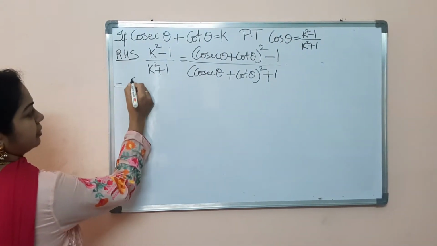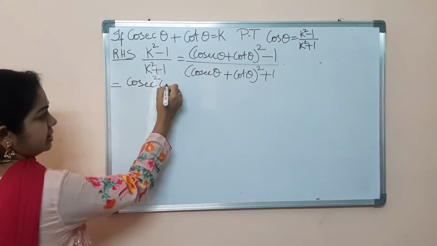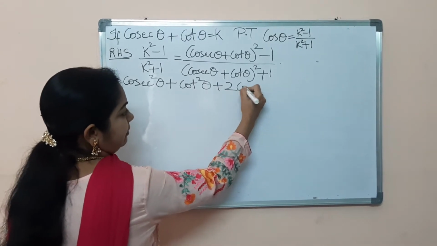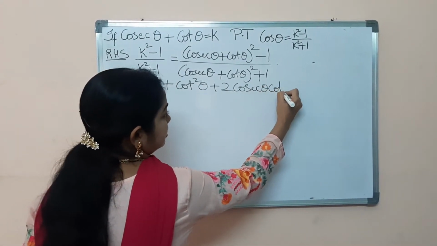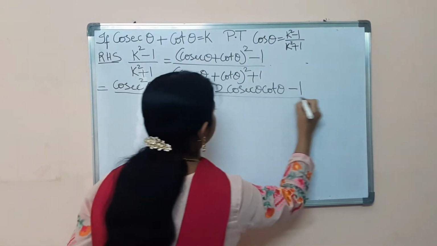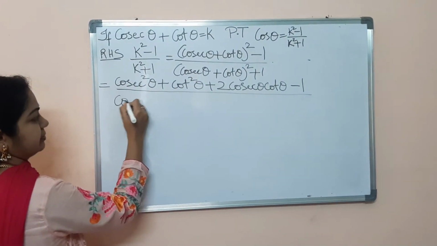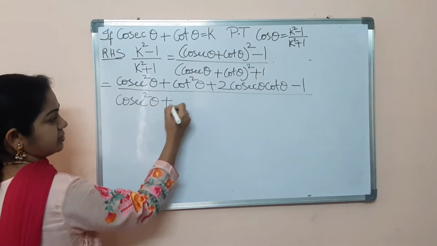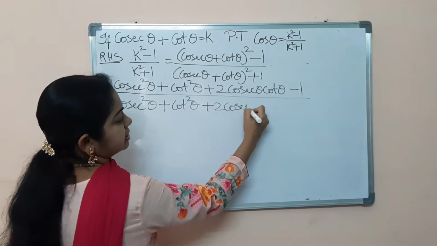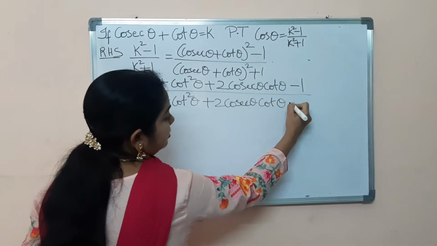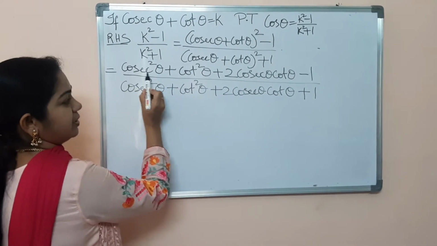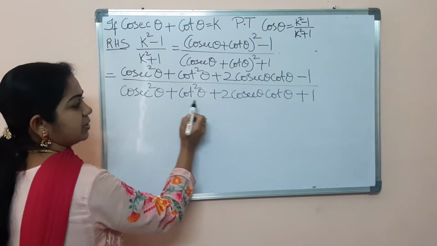Here, a square, that means cosecant square theta, plus b square, cot square theta, plus 2ab, cosecant theta cot theta. Again, minus 1 is also there. Next, the same, I'll expand it in the numerator part: cosecant square plus cot square plus 2 cosecant theta cot theta plus 1. Now, look at this. Cosecant square and 1 is there. Cot square and plus 1 is there.